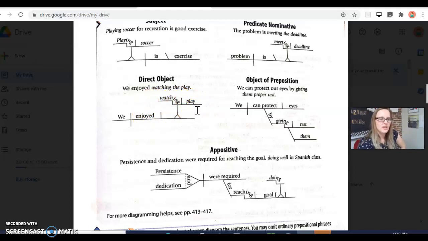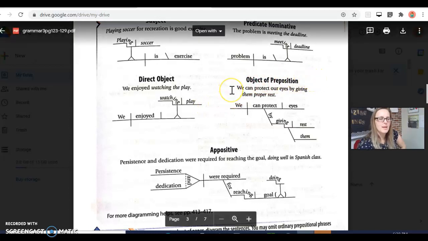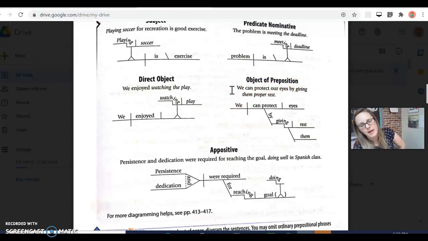A little fun there. And then finally, an object of preposition. We can protect our eyes by, and everything that follows by is the object of this, giving them proper rest. So this one is different. I would definitely have to look at this before I was able to diagram it, and practice it some. We can protect, subject, verb, protect what? Our eyes. How?